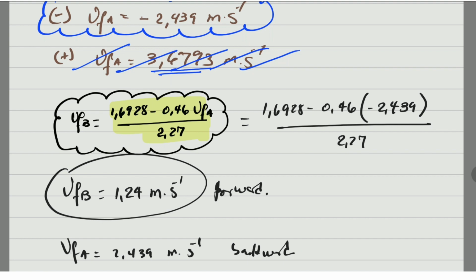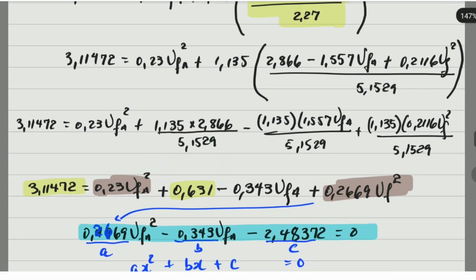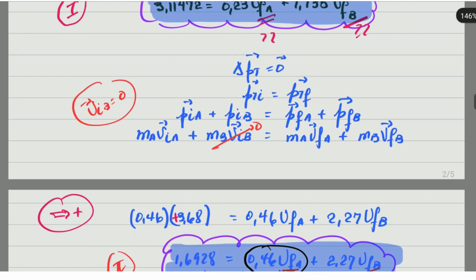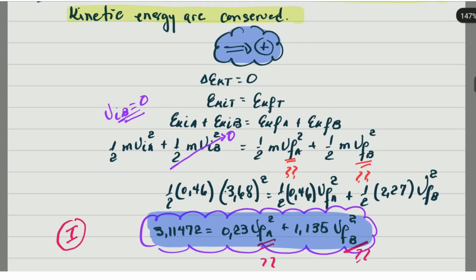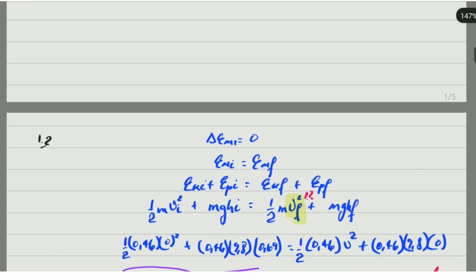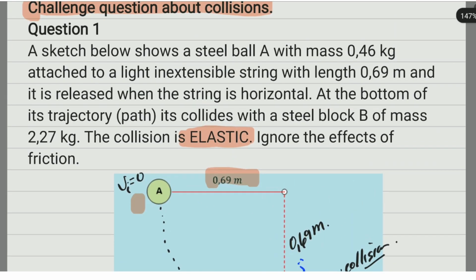So the question has a lot of tricks, but it's more maths than physics. The physics part in actual fact is only this one, when you apply both conservation of momentum and conservation of kinetic energy. That is the physics. The rest of the question is just maths, but it's a lot of small numbers and maths. Okay, so this is the question, guys.